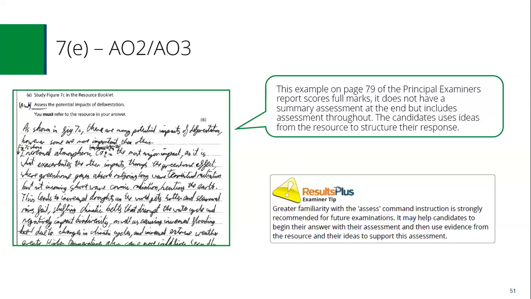Greater familiarity with assess and the commands and instructions is strongly recommended for future examinations. If they take this on to A-level or beyond, they're going to need to know how to assess properly. It may help candidates to begin their answer with their assessment and then use evidence to support it. So if they begin with assessment, they can develop it throughout. It becomes more of a reflex, if you like.